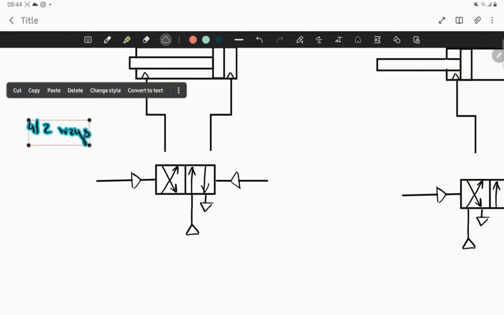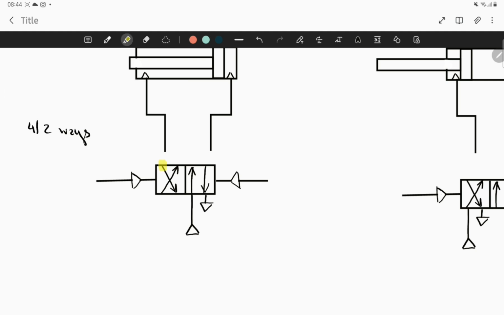for the two ways, because just explaining, it has four points of entering and exiting air, outlets and inlets of air. There are four, and there are two positions that you can have, the left one or the right one.